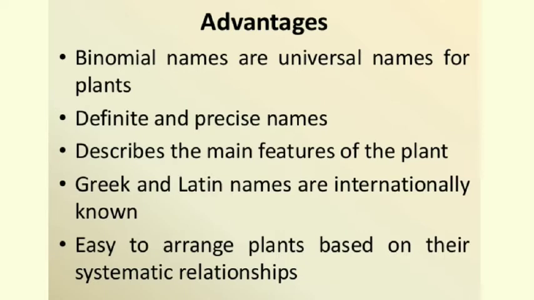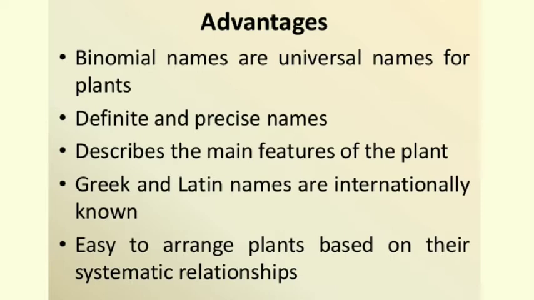All over the world, if I say onion, Allium cepa, you go to any country and ask for Allium cepa, they will give onion. So Allium cepa will be common for all the countries. Definite and precise names. The names are definite and precise. They describe the main feature of the plant. Genus and species describe the main character of the plant. Greek and Latin names are internationally known.